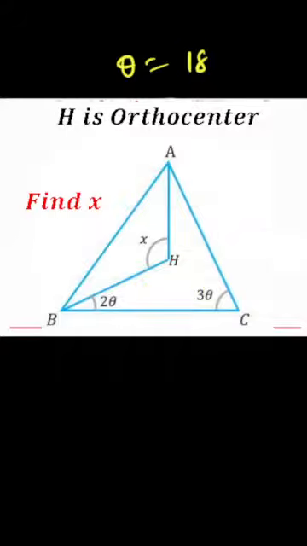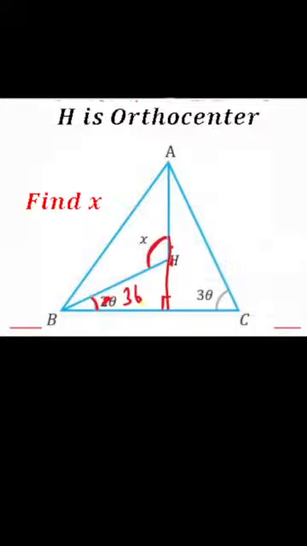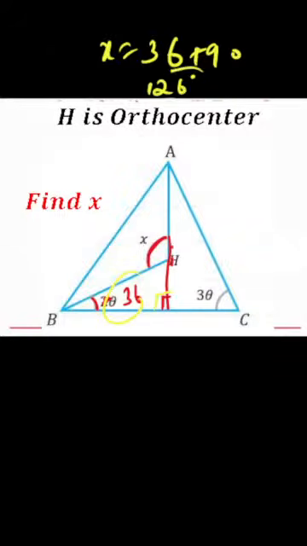Now let's forget about this. I can do the same if I extend this line also, because this is also part of an altitude, so this is a right angle. Now this is 90, this is 2 theta. Theta we have already solved, it is 18, so 2 theta is going to be 36. This angle is going to be 36. You can now get the value of x directly. x is the sum of these two angles, 36 and 90. So x is 36 plus 90, which is 126. 126 is the right answer, guys.